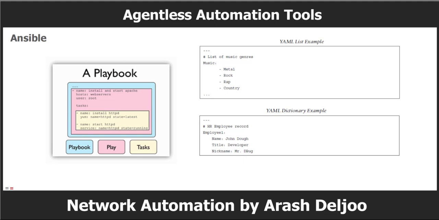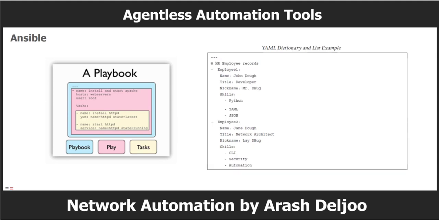YAML uses dictionaries that are similar to JSON dictionaries, as they also use key value pairs. Remember from previous videos that a JSON key value pair appears as key colon value. A YAML key value pair is similar but does not need the quotation marks: key colon value. The bottom example shows a YAML dictionary containing an employee record. As you can see here, we have three dashes and then a pound sign, HR employee record, employee one colon, key value, key value. Here we don't have the quotation marks.